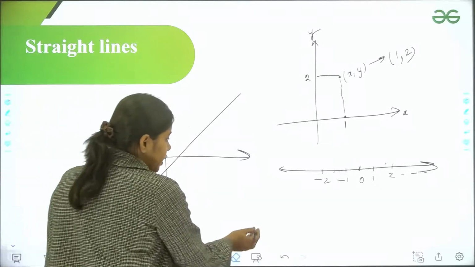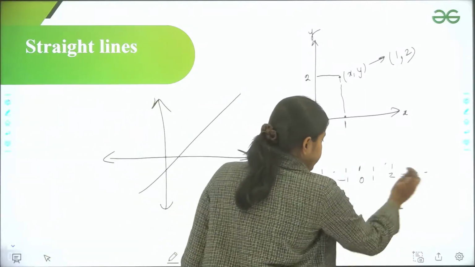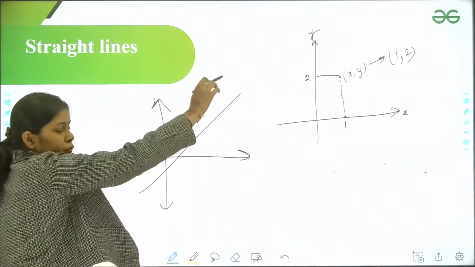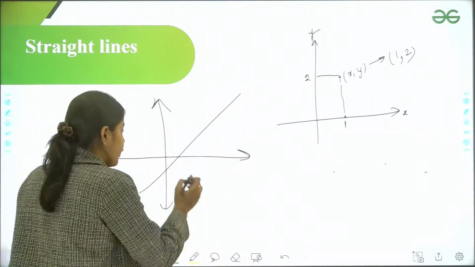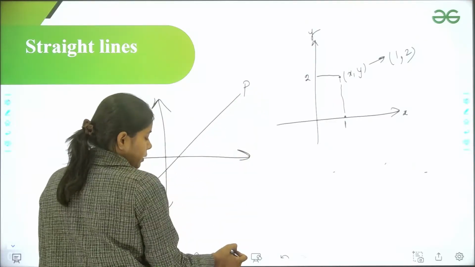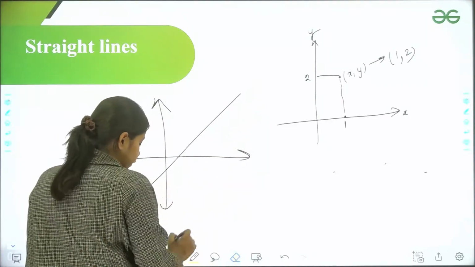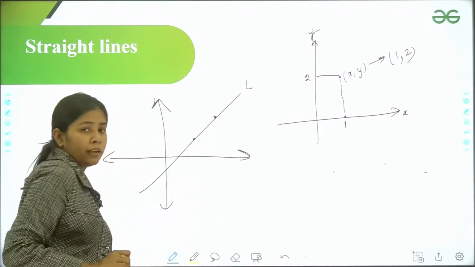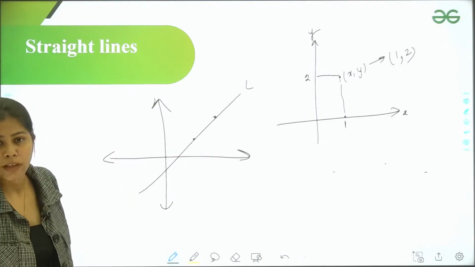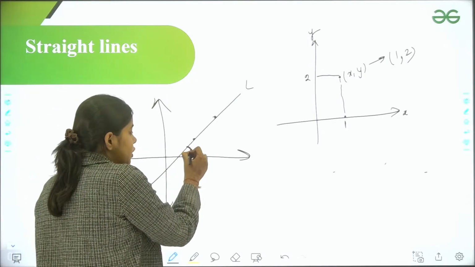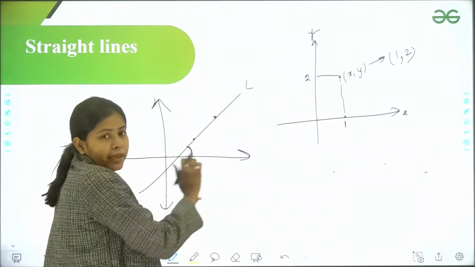But if I talk about the equation of a line, what would this equation be? First of all, let's suppose this is a line L. If I want to find the equation of a line, either I require 2 points on the line, or I require the slope of the line. What is the slope of a line? Slope of a line is the tangent of the angle made by this line with the x-axis.